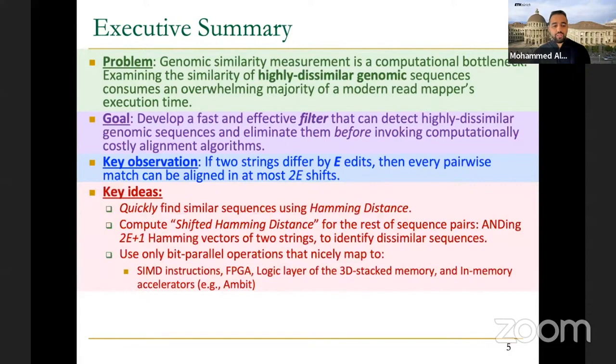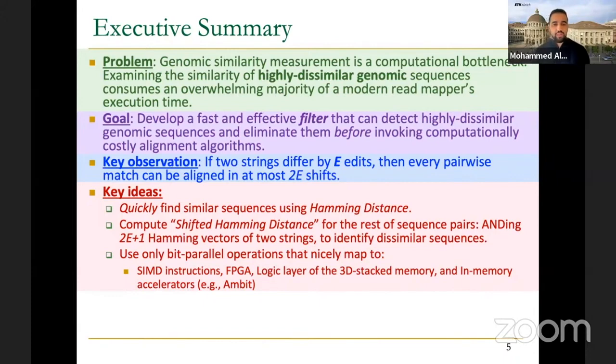We use this to build a very quick filter that first finds similar sequences using Hamming distance. So we apply Hamming distance and we see the number of differences. If they still exceed a threshold, we cannot yet say whether they are similar or dissimilar. So we need to continue with the second step. After Hamming distance, we compute shifted Hamming distance, which is a generalized version of Hamming distance, for the rest of the sequence pairs. So we AND all these 2E plus 1 Hamming vectors of the two strings to identify the similar sequences.